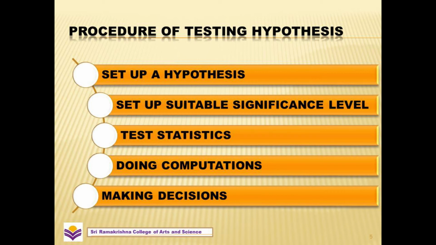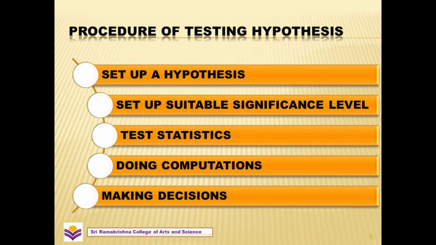So the first step is making the hypothesis. The second step is to set up a suitable significance level. It is probably 90% or 99% significance level we can follow. The third step is test statistics. Here we use any parametric or non-parametric test. If we use the Z test, Z distribution, we can use it where the sample size is equal to or larger than 30, or if it is less than 30 we can go with the T test.